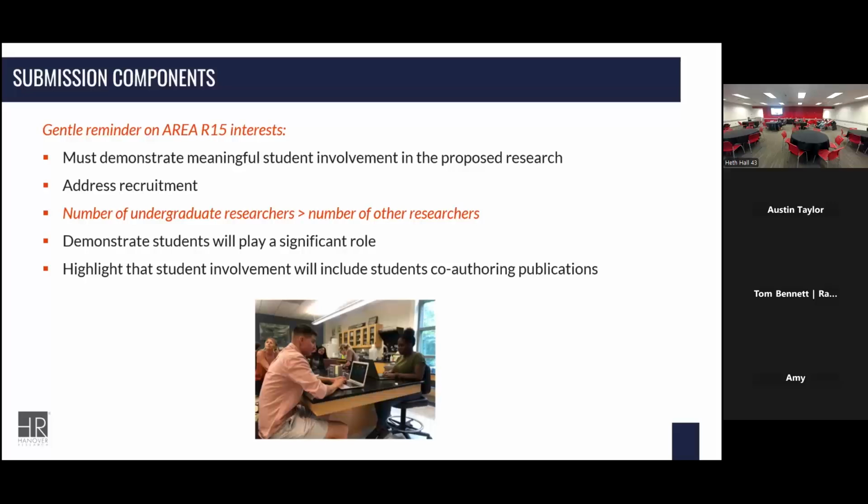You want to demonstrate, and those are actually my students down there, that the number of student contributors to the project weighs more. So you don't necessarily have one student and 10 postdocs and a grad student. You want to have 10 undergraduate students and then other people working with them. You want to highlight how undergraduates are going to contribute to co-authoring publications. You want to describe all that in addition to the science in the same 12 pages that you would use for any other mechanism at the NIH.